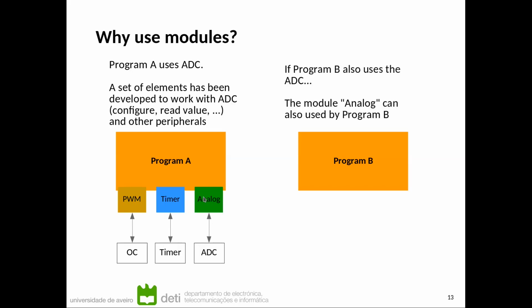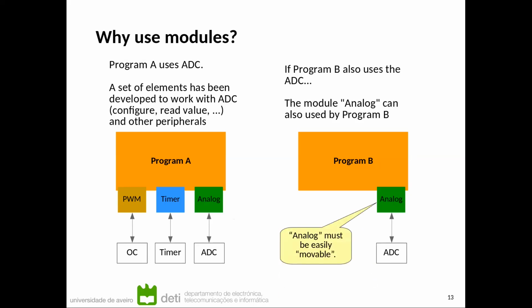If I have done this, this is a separate block that I can separate from the rest of the program. If another program also uses the analog to digital converter, I just need to include that module in the other program. So I can reuse code. Once you write code for the analog to digital converter, you don't have to rewrite it in other programs that you develop.